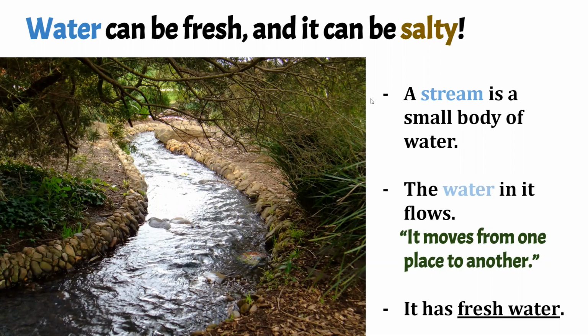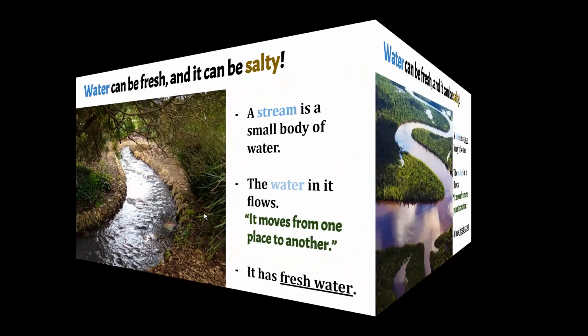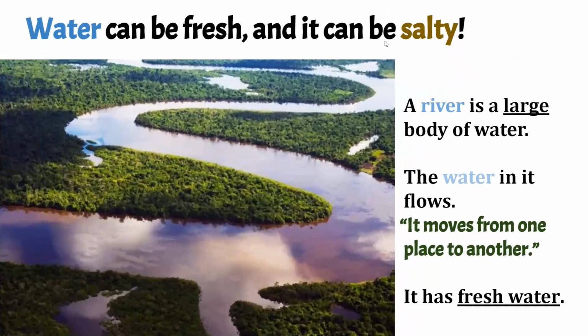So what is a stream? It is a small body of water. And how is it different from the other bodies of water? It is small, okay? And the water in it moves from one place to another. And do you know that the water in a stream can drop its water in rivers? So let us see the second one. Also, again, water can be fresh and it can be salty, okay?